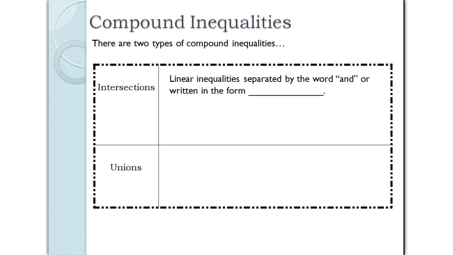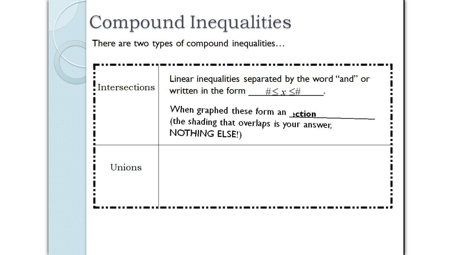So let's talk about compound inequalities. There are 2 types of compound inequalities that we will talk about. The first being an intersection. Linear inequality separated by the word and, or written in the form a number, inequality sign, x, inequality sign, and a number. That is usually the format of your intersections. They will be set up similar to that. You'll have numbers on this side and a variable in the center. That is how you'll know you're working with an intersection.